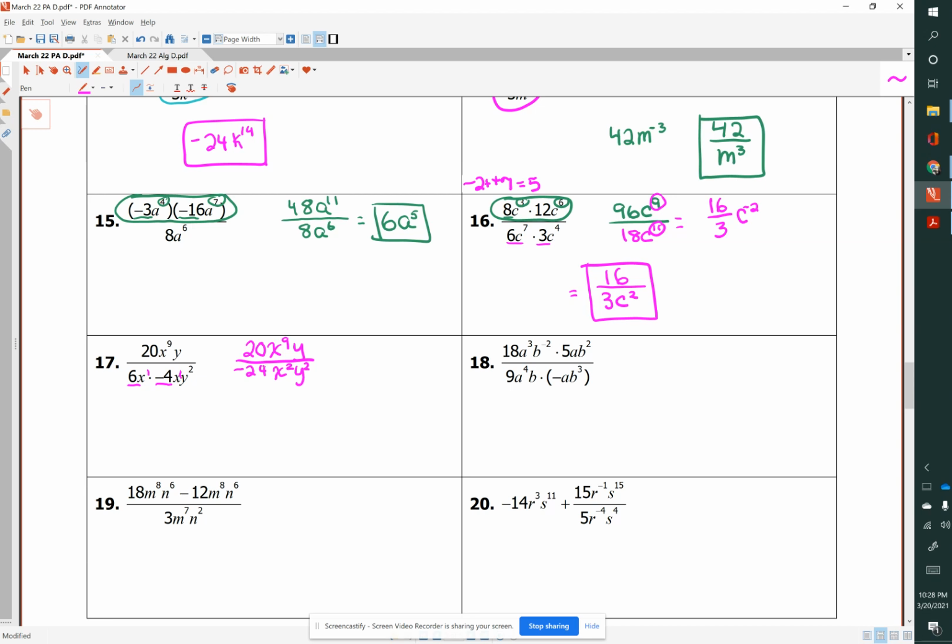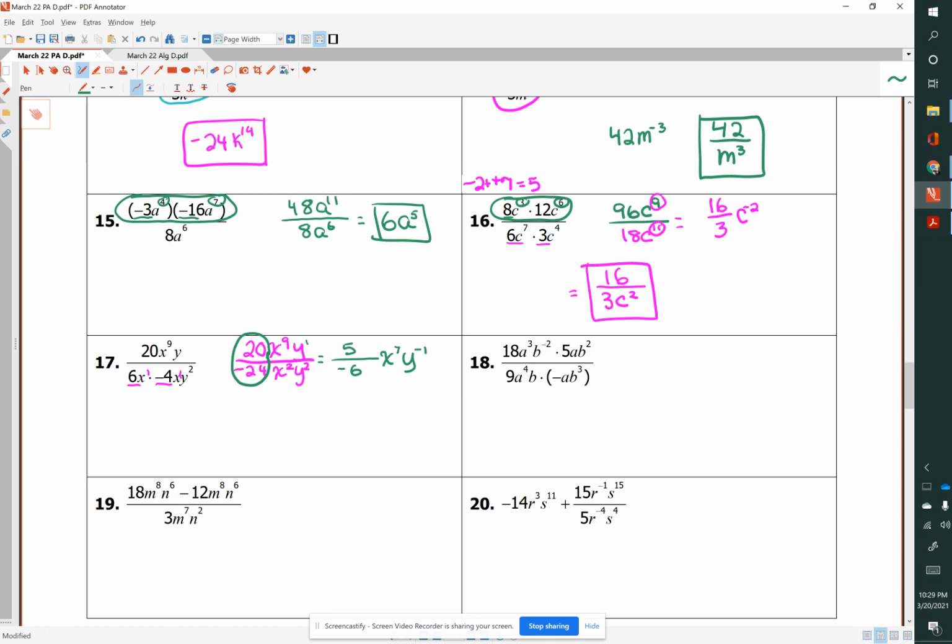Now, as we simplify this, we will start with the coefficients. And each of those can be divided by 4. So 20 divided by 4 is 5. And negative 24 divided by 4 is negative 6. And x to the 9th divided by x to the 7th, 9 minus 7, or x to the 2nd, excuse me, 9 minus 7 is 2. Y, invisible 1 minus 2 is negative 1.